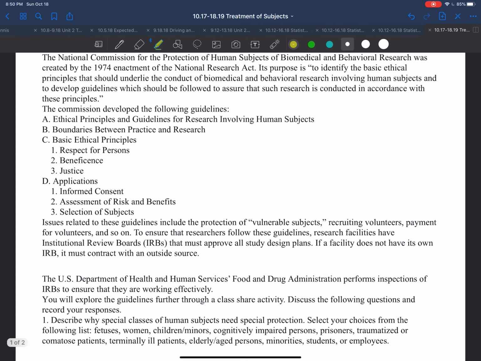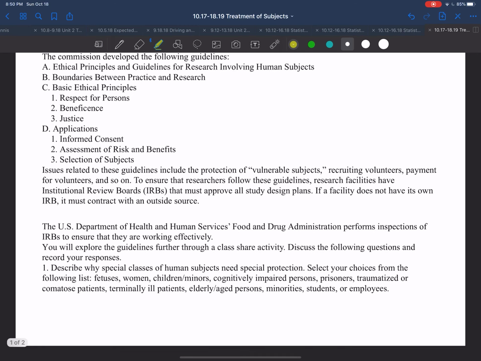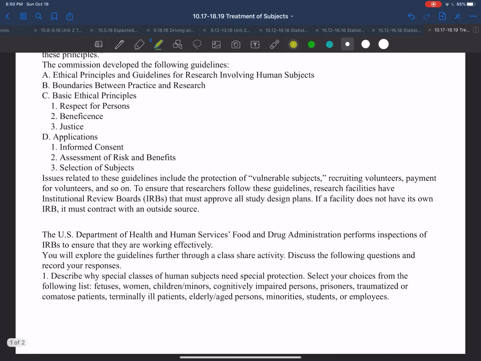Part A says ethical principles and guidelines for research involving human subjects. Part B, boundaries between practice and research. And then parts C and D have a little bit of extra. It says C is basic ethical principles: respect for persons, beneficence, and justice. And applications is informed consent, assessment of risks and benefits, and selection of subjects. The issues related to these guidelines include the protection of vulnerable subjects, recruiting volunteers, payment for volunteers, and so on.